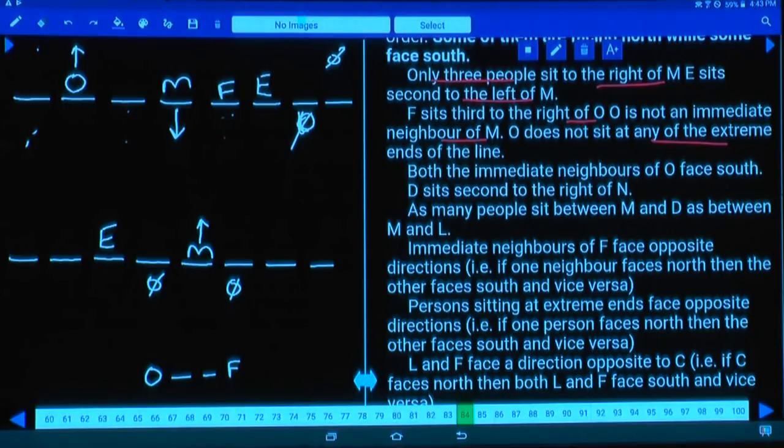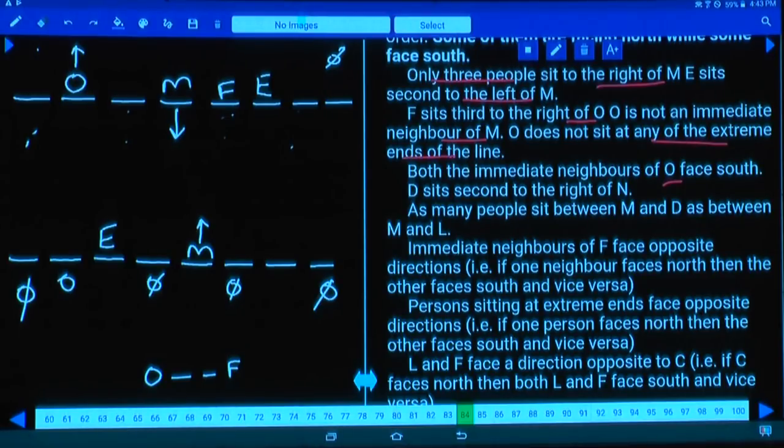Now in the second arrangement, O is not adjacent to this one. M and O are not adjacent to each other. Then tell me, O cannot be at this place because O is not at any ends of the row. O does not sit at any of the extreme ends of the row. O cannot be here and O cannot be here. Then tell me whether O can be at this place.